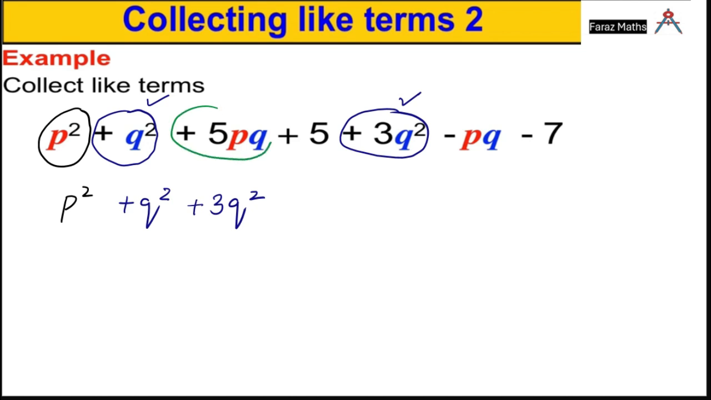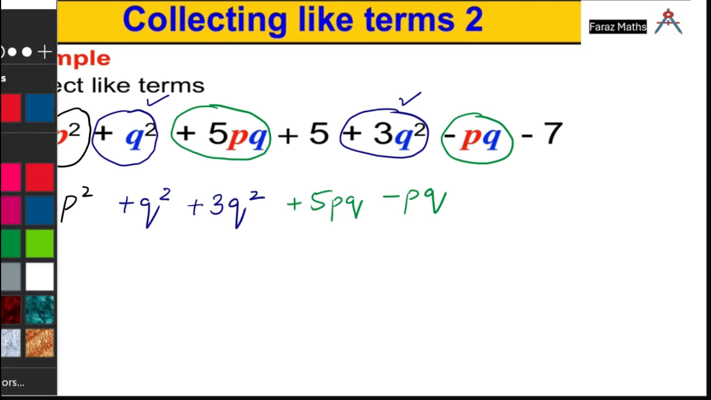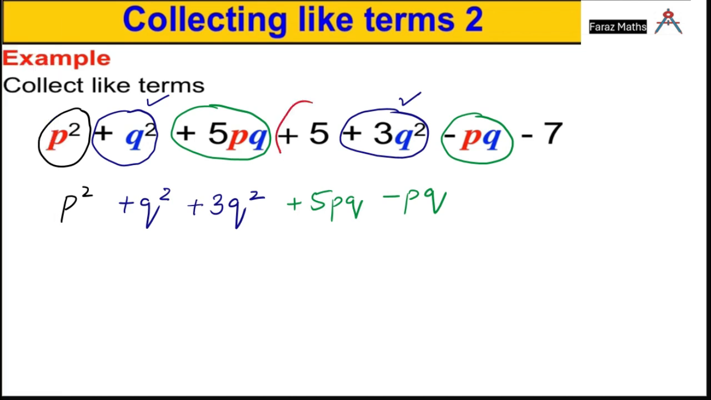After that, plus 5PQ and minus PQ. You have to write plus 5PQ minus PQ. They both are like to each other. And then we can simply write the number. So plus 5 minus 7.